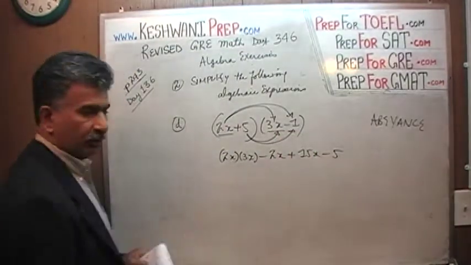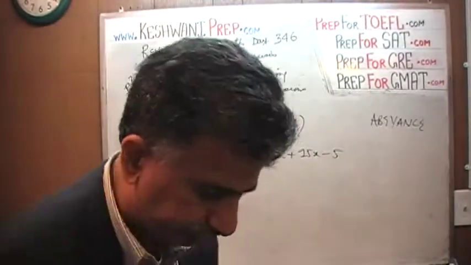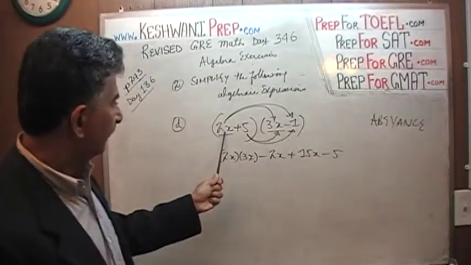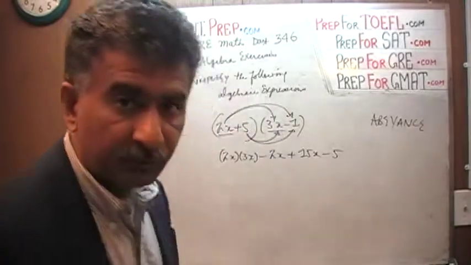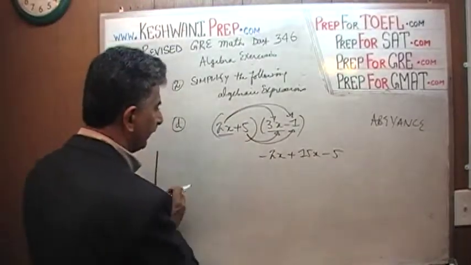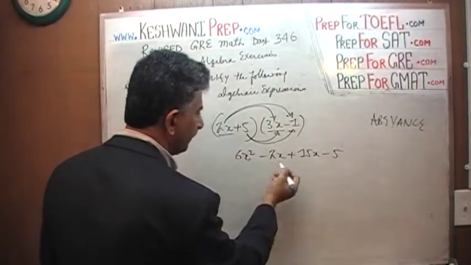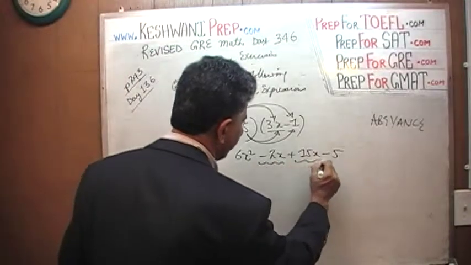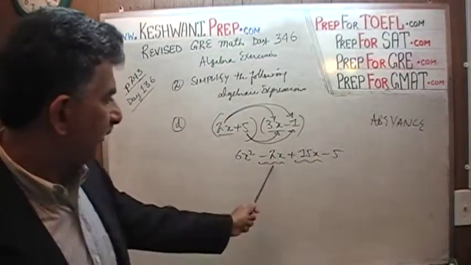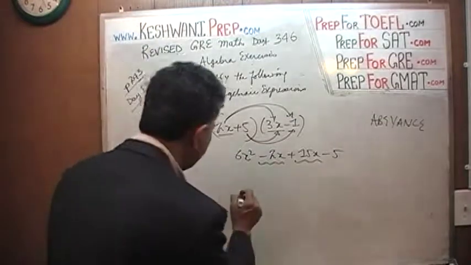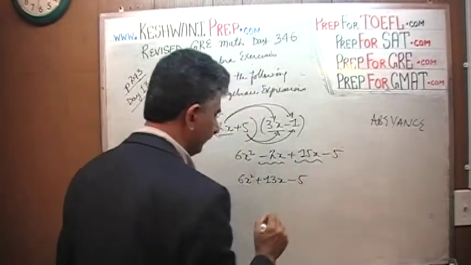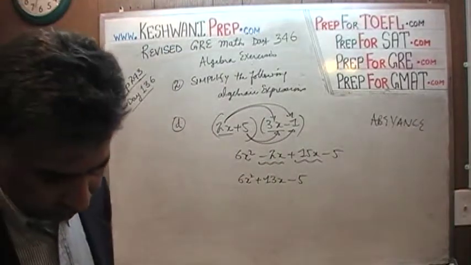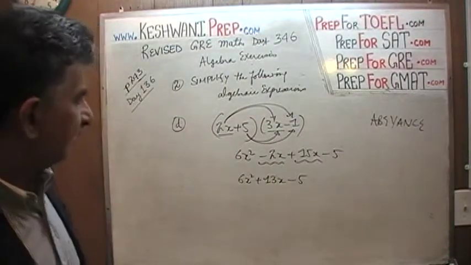And how much does this work out to be? Well, 2x times 3x is going to give us 6x squared. The first term works out to be 6x squared. And now we just have to add the like terms. We have negative 2 and a positive 15. A negative 2 and a positive 15 is going to give us positive 13. So we get 6x squared plus 13x minus 5. That's all. 6x squared plus 13x minus 5.